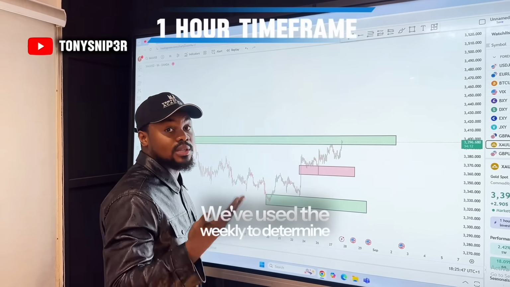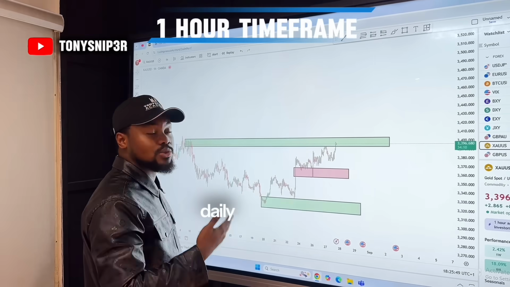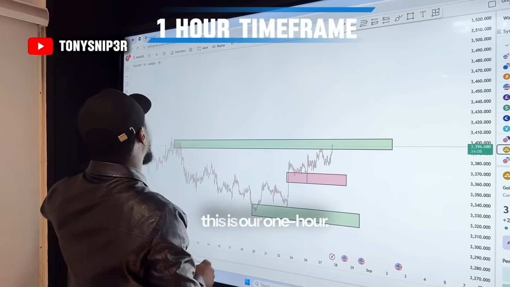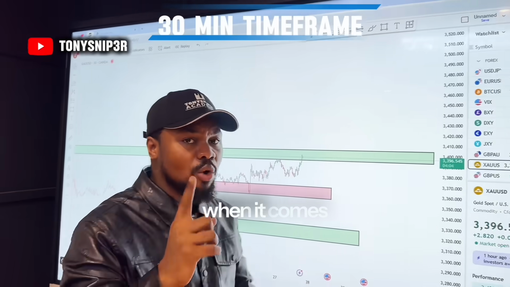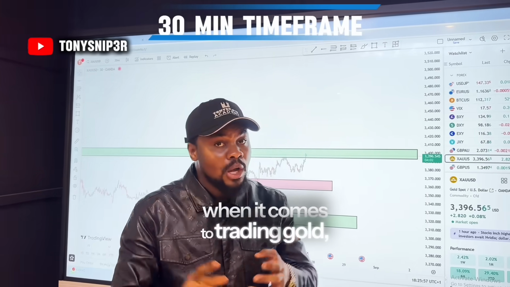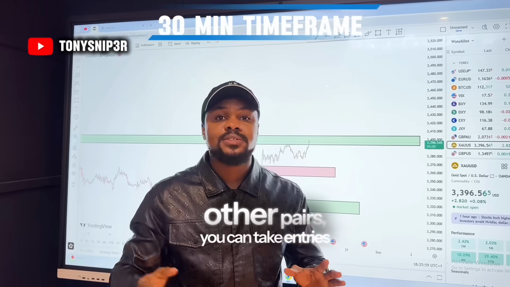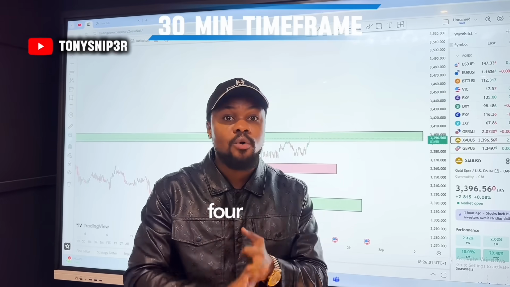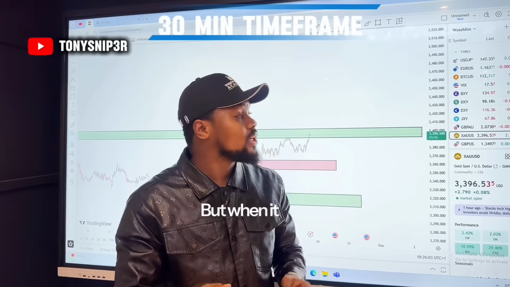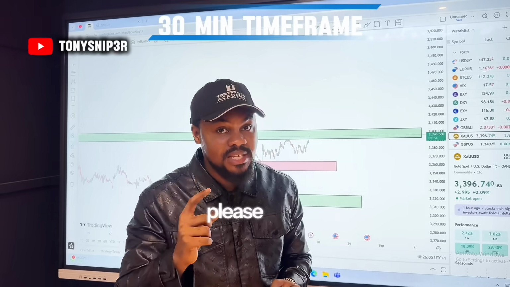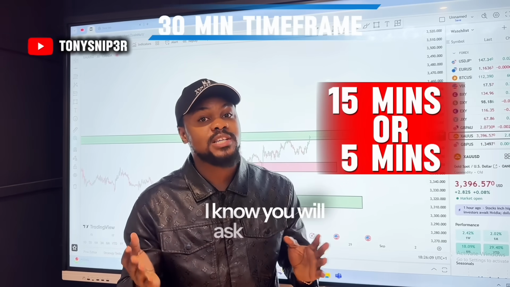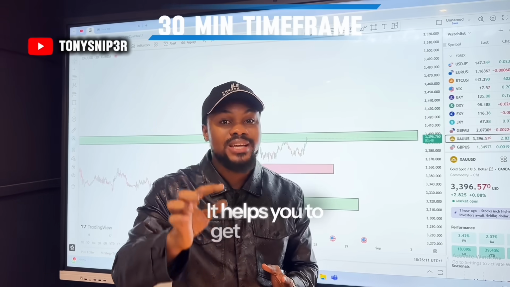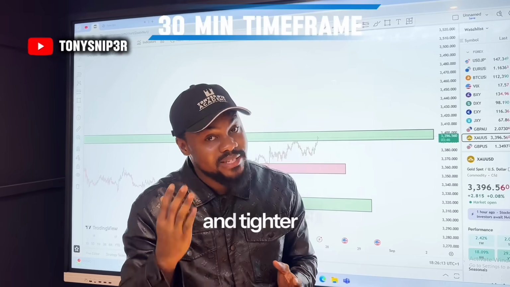We've used the weekly to determine the direction. We've used our daily to see what's going on. This is our 1 hour. Now let's scale down to what? 30 minutes. Now remember, when it comes to trading gold, other peers, you can take entries from 30 minutes, 1 hour, 4 hour, and so on. But when it comes to trading gold, please always take your entry from 15 minutes or 5 minutes. I know you would ask me why. It helps you to get a smaller and tighter SL.